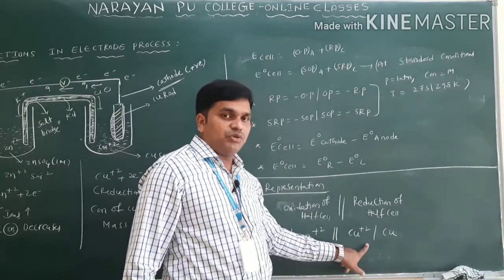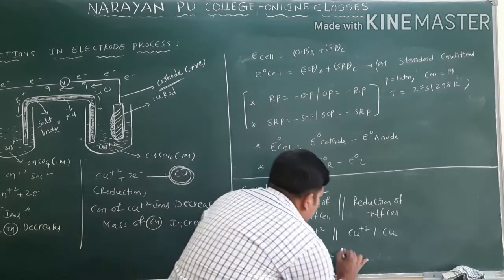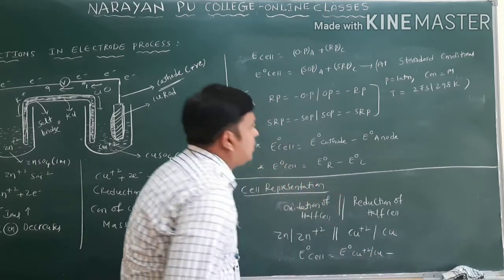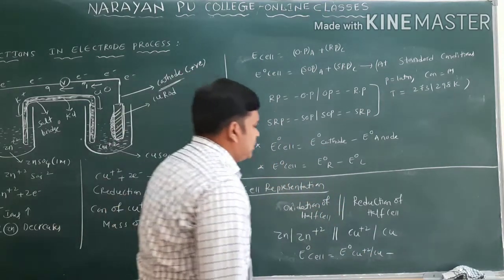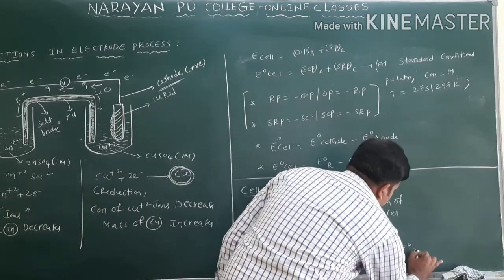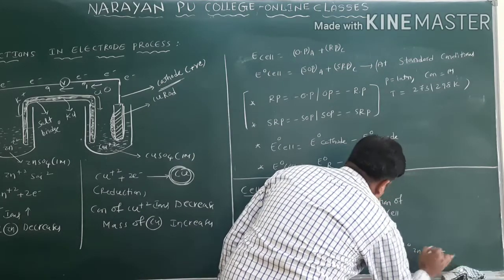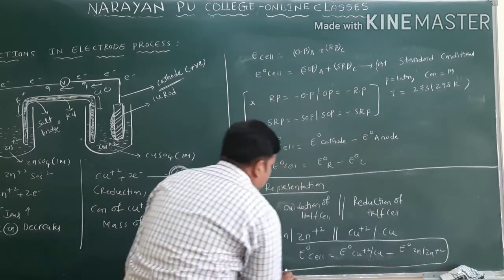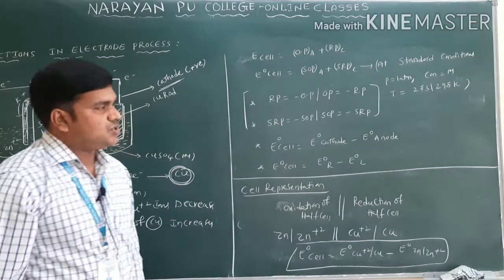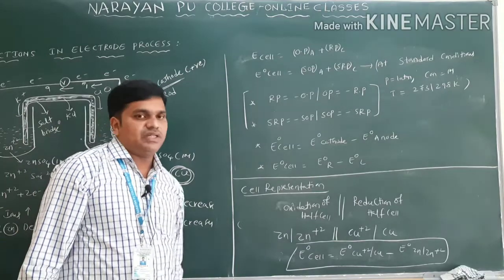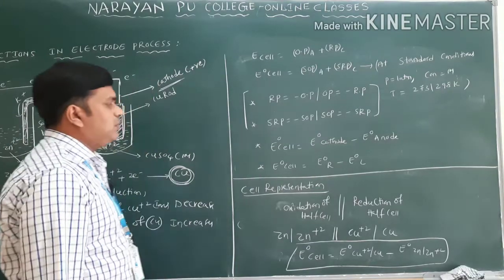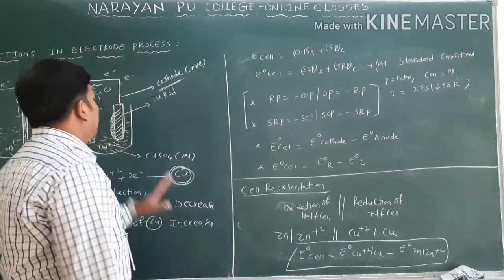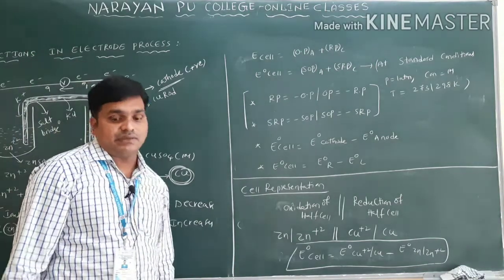E naught of Cu plus 2 bar Cu we will write. So this is E naught of Cu plus 2 and Cu. This is the cathode. What is the anode here? We will write here E naught of Zn and Zn plus 2. So this is the E naught of the cell for what reaction? Galvanic cell only. So in this way we have to identify the E naught of the cell. This is regarding calculation of the E naught of the cell, representation and explanation of the galvanic cell only.